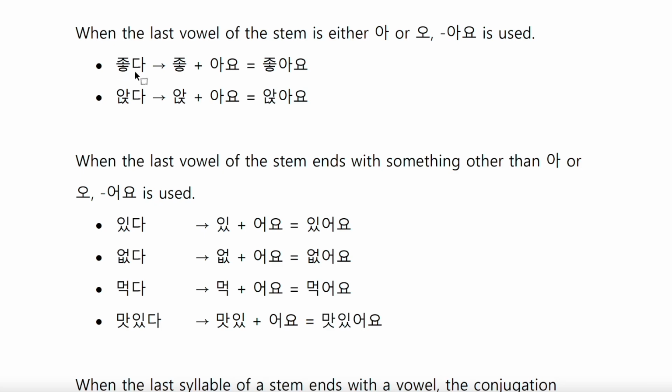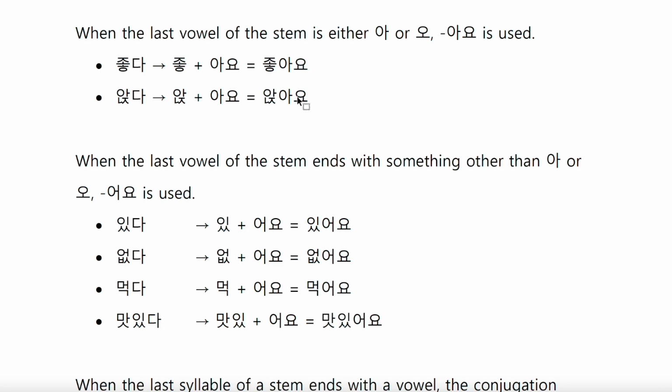좋다, to be good, 그렇죠. This is the dictionary form. And remove 다 from this, then 좋. This part is the stem of this adjective. And you put 아요 for conjugation and you say 좋아요, 그래. 좋아요, something is good. And 앉다, to sit. You remove 다 from the dictionary form 앉. And you put 아요, 그러면 앉아요, 그렇죠.